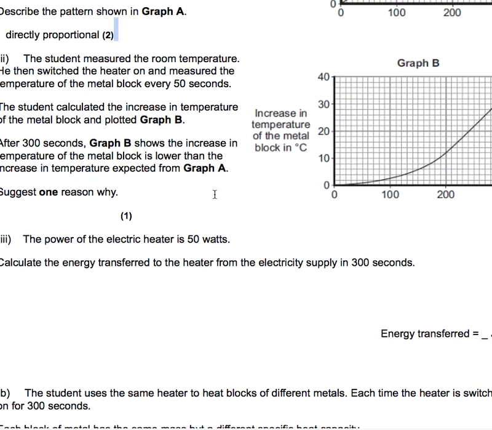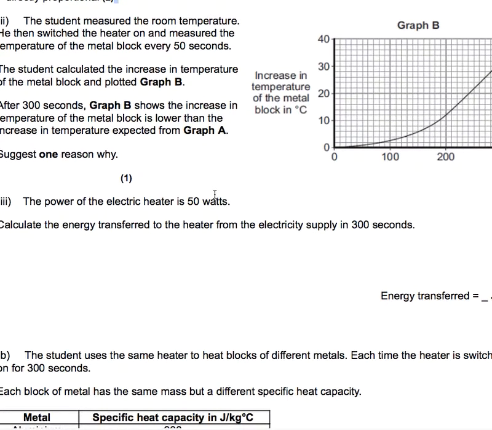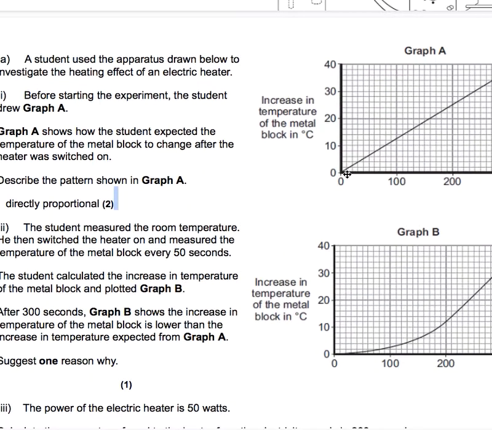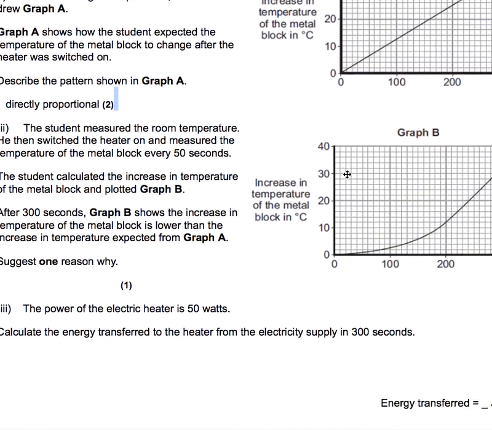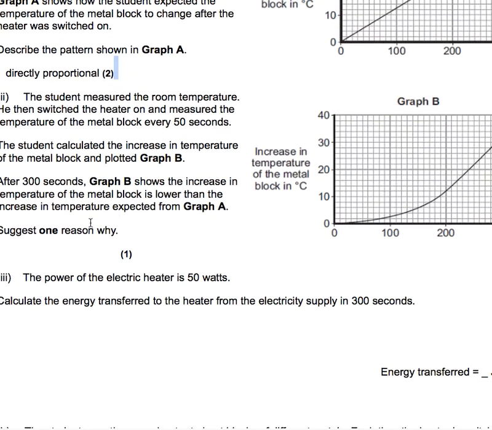Part 2 then, the student measures the room temperature. He then switched the heater on and measured the temperature of the block every 50 seconds, and this is the graph he got. Now, this graph shows a lower rise in temperature after 300 seconds compared to what he had expected. So, why might that be? Well, there's a number of reasons that you could give here. And I'm just going to bring the answers over rather than writing them all out again.